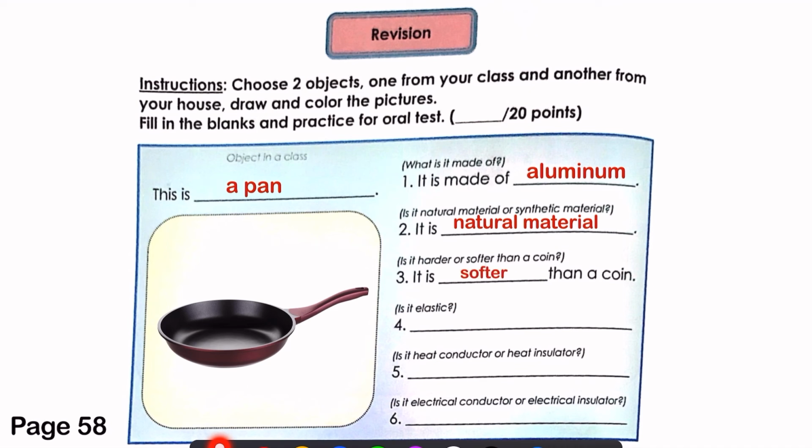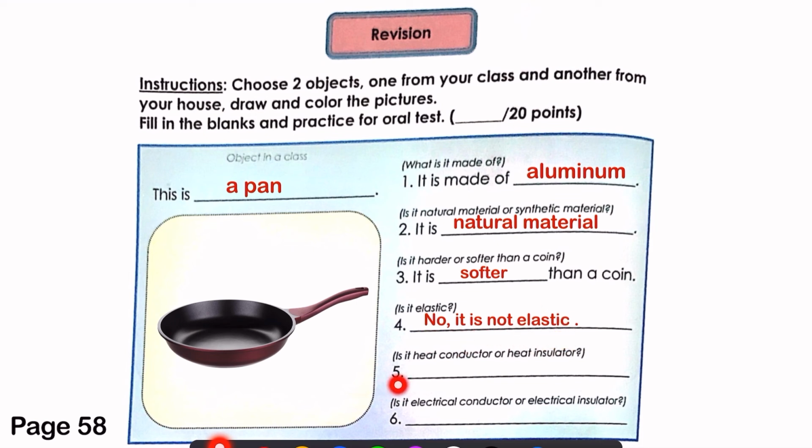If you use a coin to scratch a pen, there are some scratches left on the pen, because a pen is softer than a coin. Let's see question number 4. They want to know, is it elastic? Of course not, right? You cannot stretch it. The answer is no, it is not elastic.